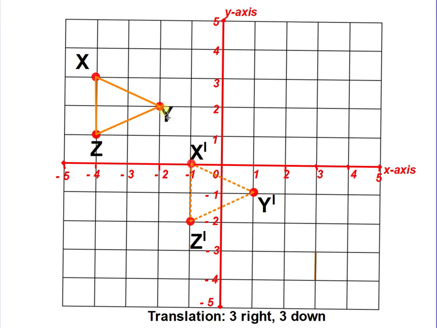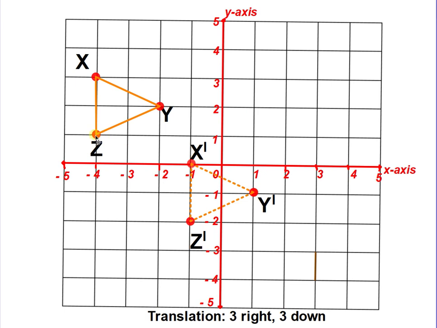Let's take point Y. We also have Y prime here. To get to Y prime, how many times do we move to the east? So we move 1, 2, 3 to the east. Then how many units do we move down? We move 1, 2, 3 to get to Y prime.